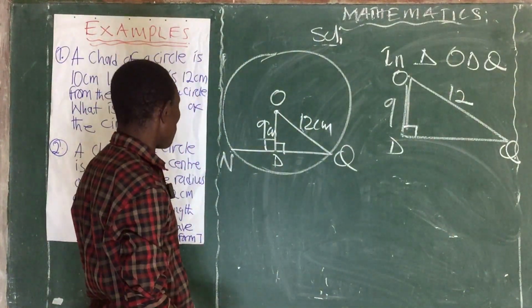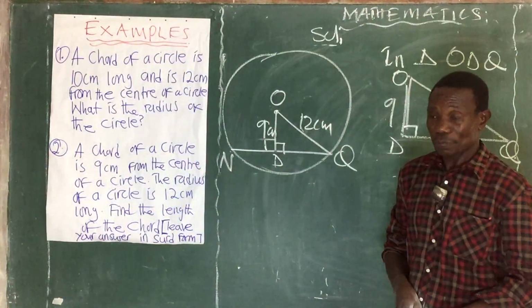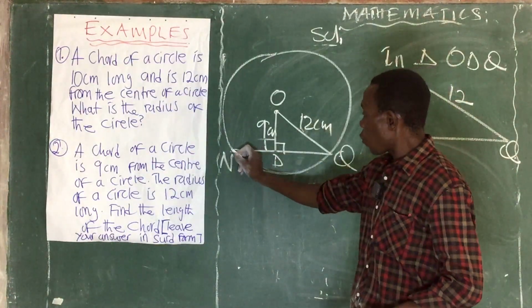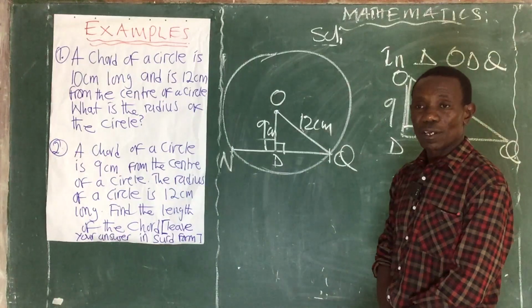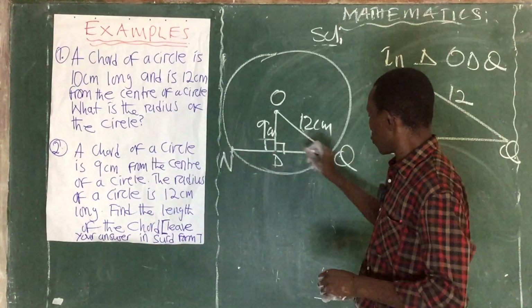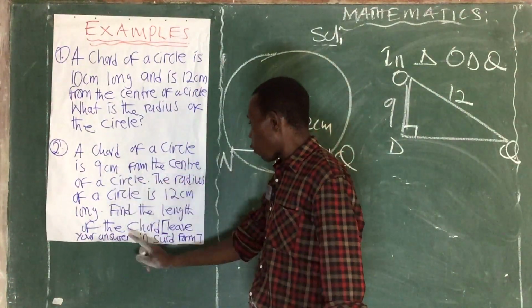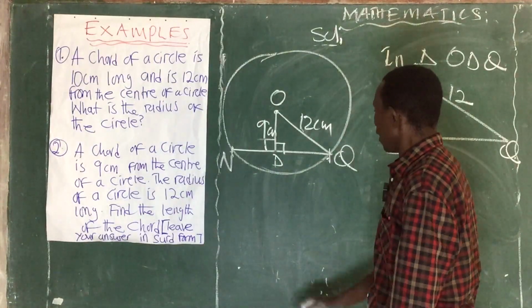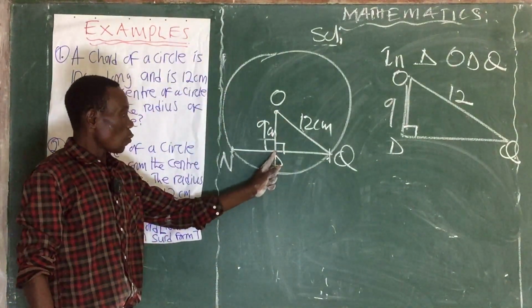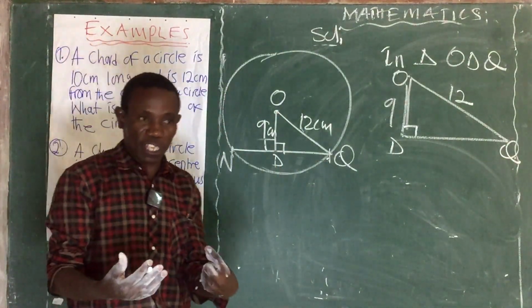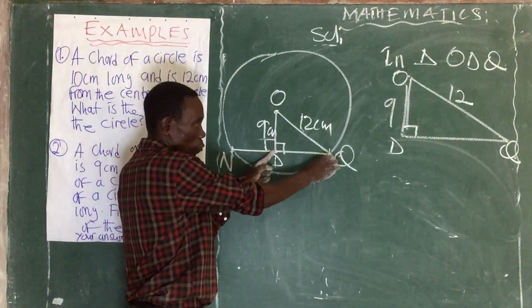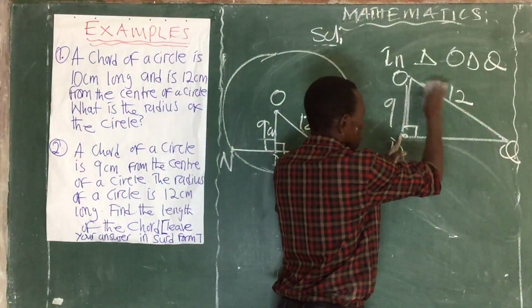We are asked here to work out the length of a chord. So the length of a chord is NQ. It's just like, how long is N to Q? Now, based on what we have discussed, to find the distance from N to Q, that represents the length of a chord, you'll realize that the distance from N to Q is bisected by the line OD. So if you'd like to find the distance from N to Q, firstly find the distance from D to Q, using this triangle.